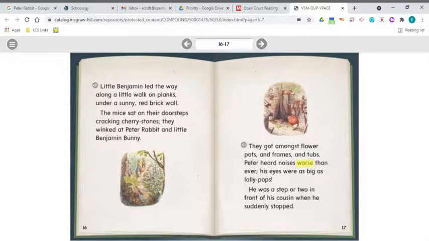Little Benjamin led the way along a little walk on planks under a sunny red brick wall. The mice sat on their doorsteps, cracking cherry stones. They winked at Peter Rabbit and Little Benjamin Bunny. They got amongst flower pots and frames and tubs. Peter heard noises worse than ever. His eyes were as big as lollipops. He was a step or two in front of his cousin when he suddenly stopped.